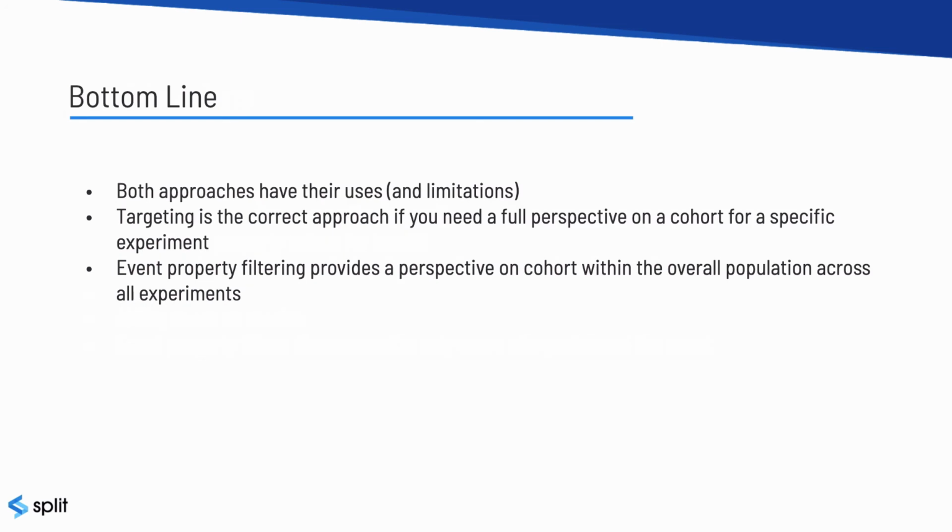Bottom line, both approaches are valid and have their uses and associated limitations. Targeting of your cohort is a more rigorous approach if you need a full perspective on exactly how that cohort behaved in the full context of the experiment, whereas event property filter gives you an additional piece of information about a specific population within an experiment that was targeted towards everyone.